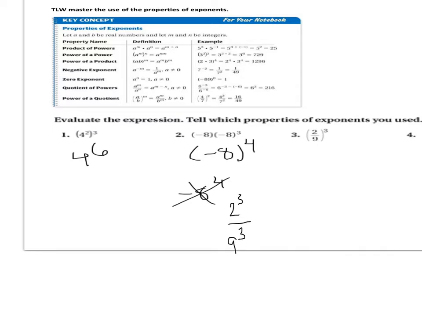And you can calculate that with the calculators, but that's pretty much it right there. And what property is that? Power of a quotient. Okay?